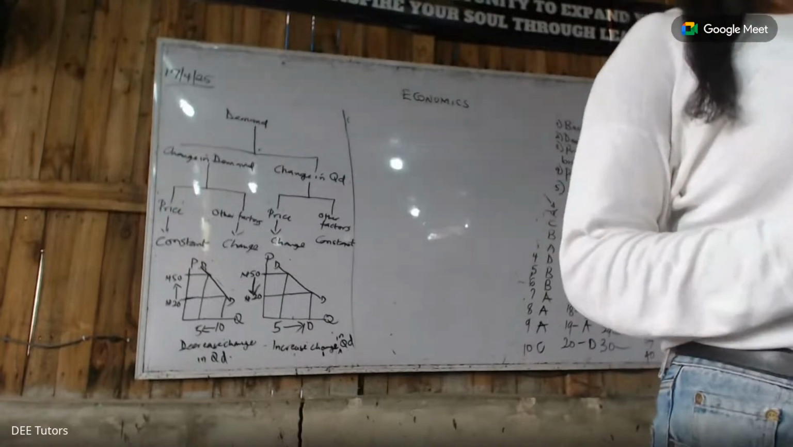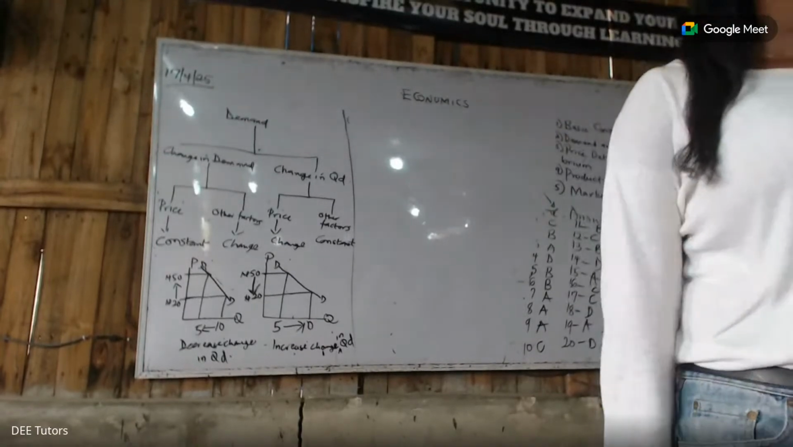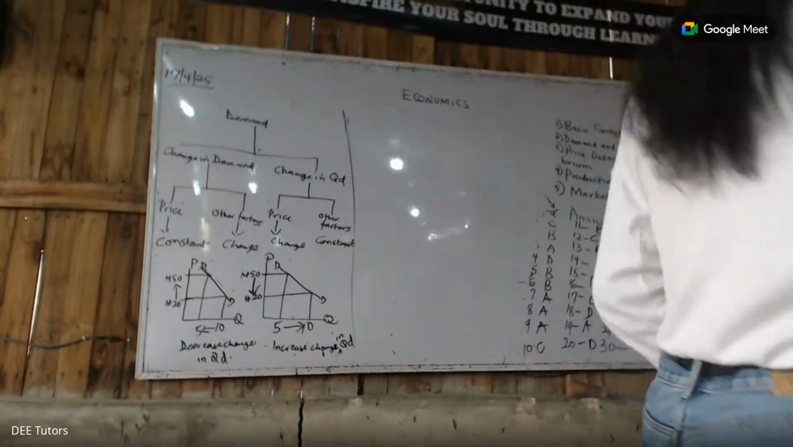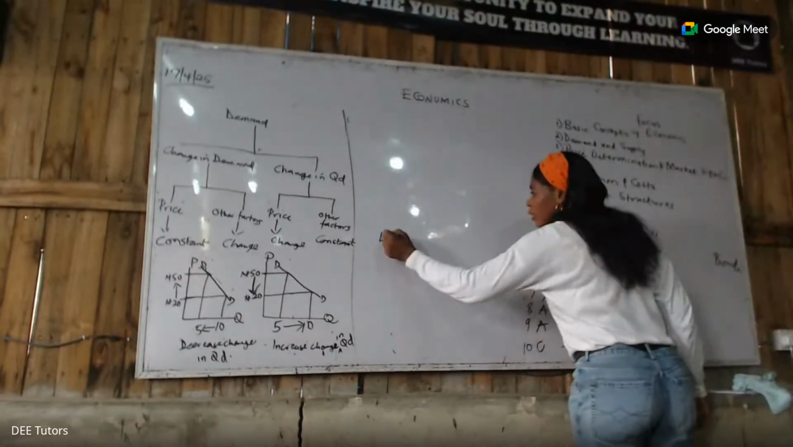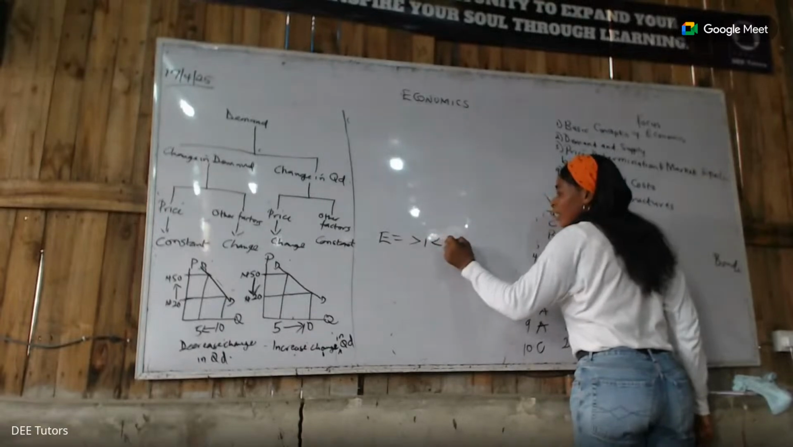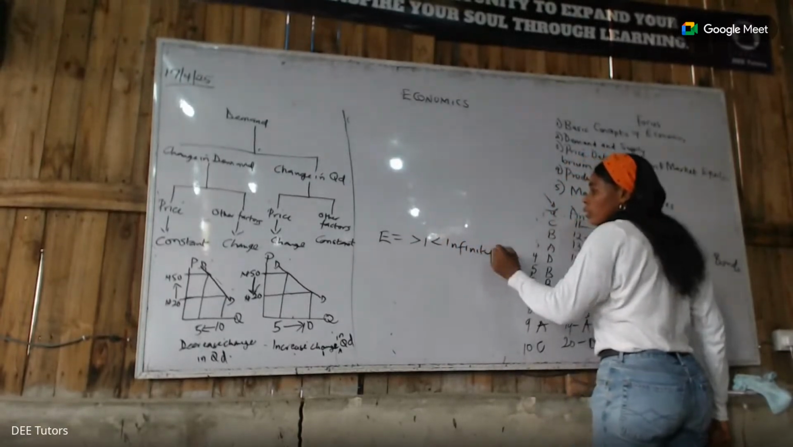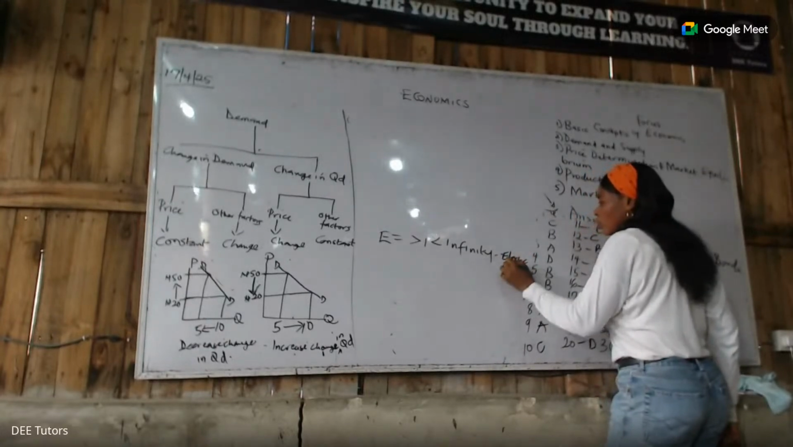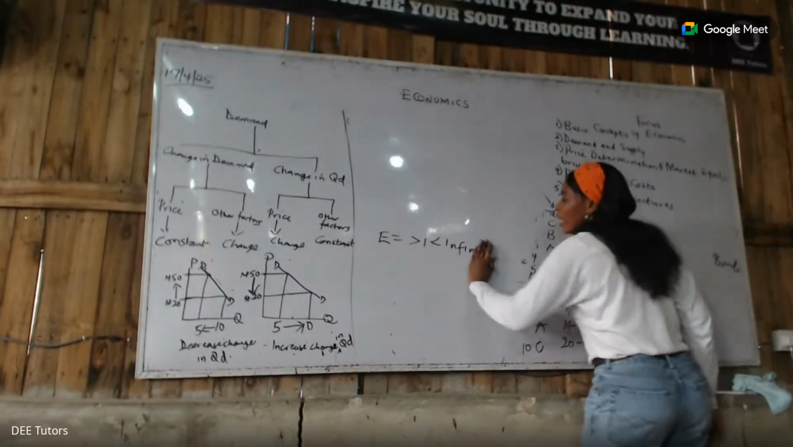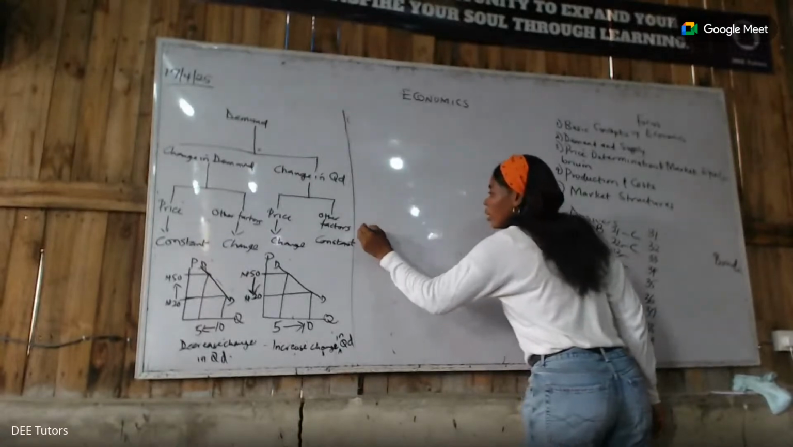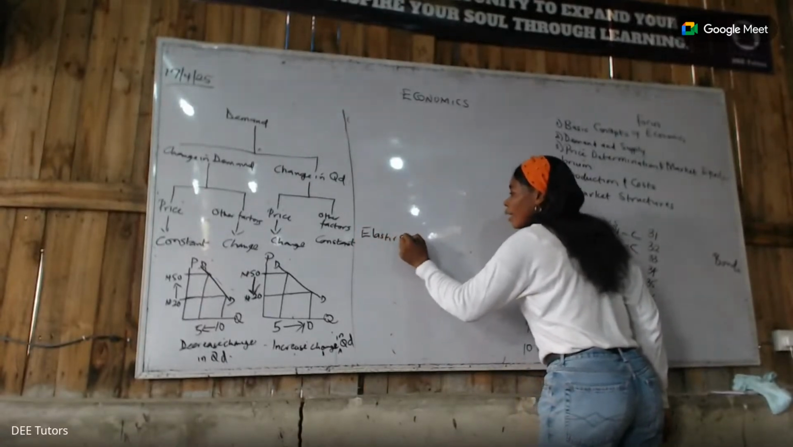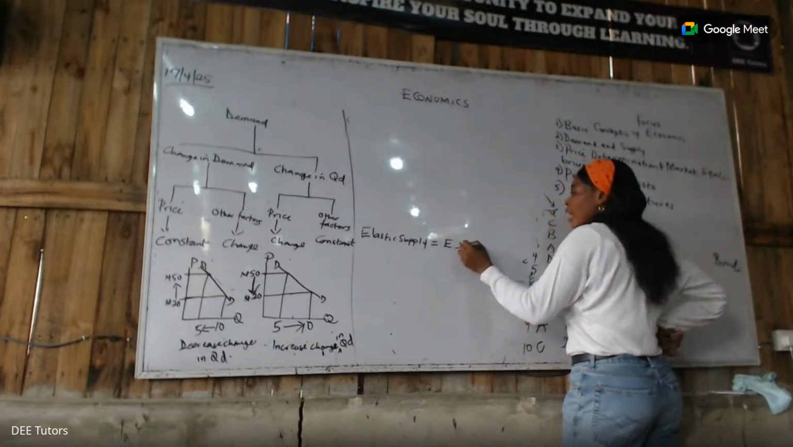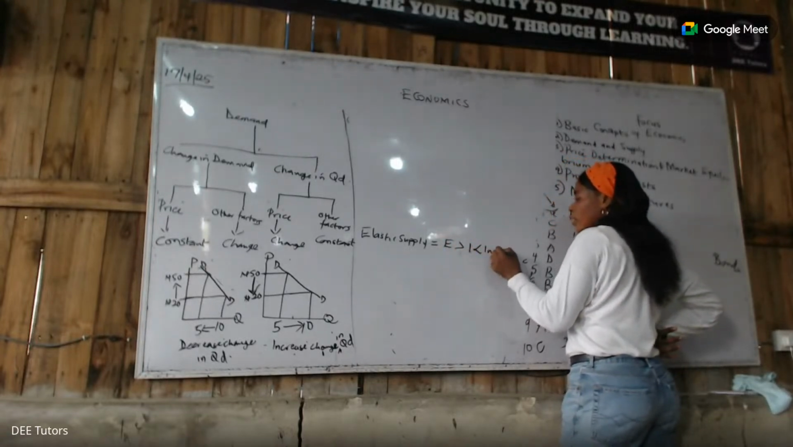The coefficient is greater than 1, less than infinity. That is the elasticity. This one is elastic. Let me write it here. Elastic supply: elasticity is greater than 1, less than infinity.